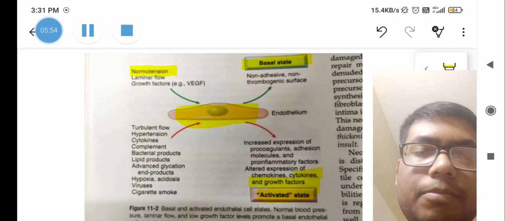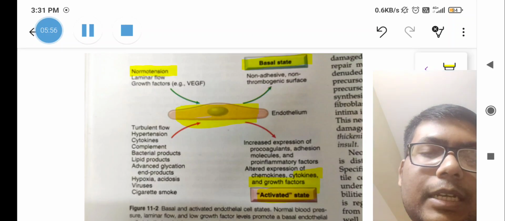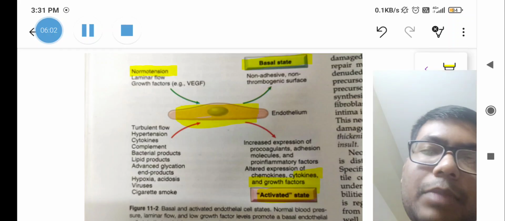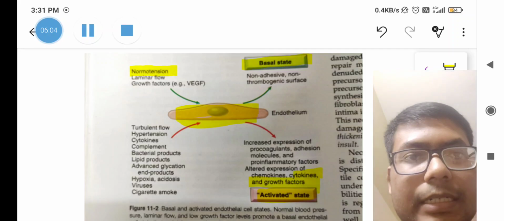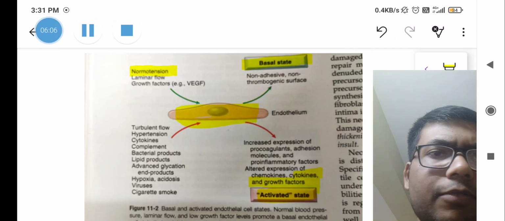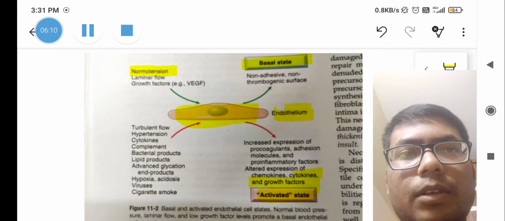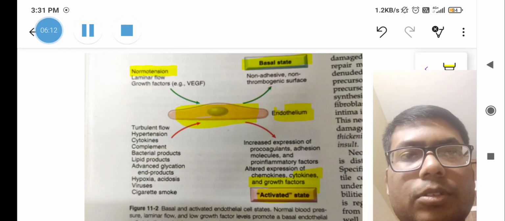When there is some type of damage in the endothelium, there will be activation of the endothelium, and many types of cytokines and growth factors are released, and there is inflammation of the endothelium, and this is part of the pathogenesis of atherosclerosis.